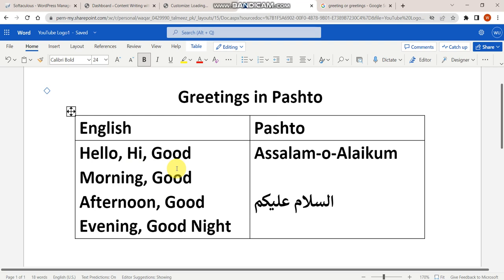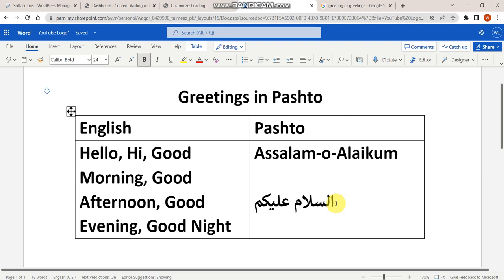In English, if you are meeting someone, so you say hello, hi, good morning, good afternoon, good evening, or good night. It depends upon the timing. However, in Pashto, it is very simple and easy. There is a universal greetings that is called Assalamu Alaikum. So I think it is very easy as compared to English. You don't need to remember the timings, that at which time you should speak which greeting.